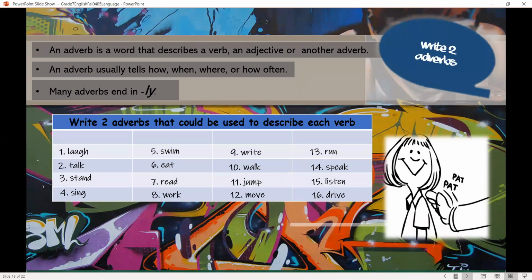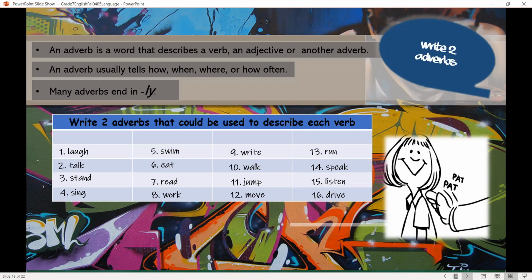Okay, so let me pick one. How about walk? How do we walk? Okay, well, it depends who we're talking about. If I talk about an elderly gentleman, I can say he walked slowly. I can say he walked carefully. All right.